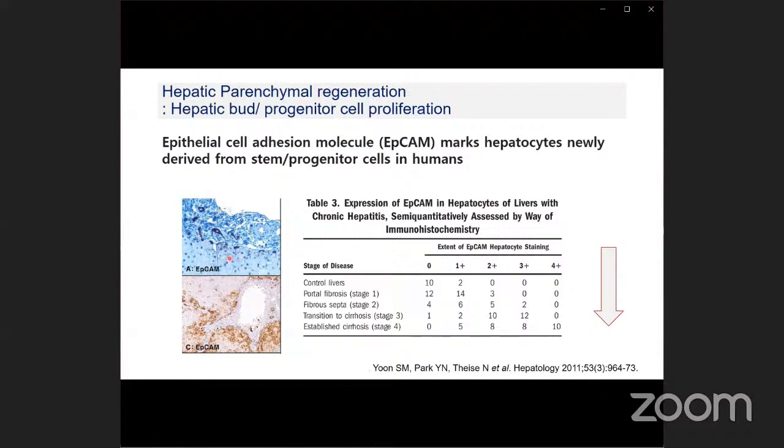These cells are few in stage 1. However, we can see many EpCAM-positive cells in the liver cirrhosis stage. Here is the data, and the EpCAM-positive hepatocytes are significantly increased with the progression of liver fibrosis.